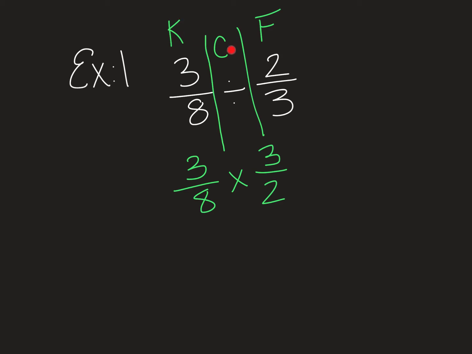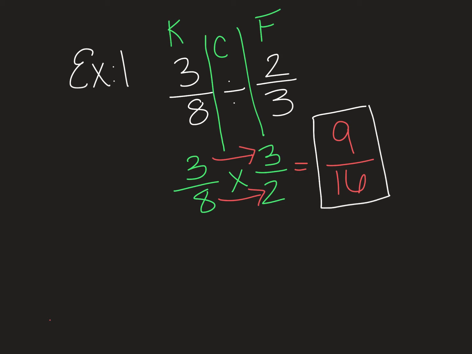Okay, either way works, keep, change, flip, or if you're like me and you like the song, dividing fractions, don't ask why, flip the second and multiply. So now all we have to do is multiply our fractions, which we already know how to do. We go top times top, so 3 times 3 is 9, and bottom times bottom, 8 times 2 is 16. Okay, we would need to check to see if this needs to be simplified. In this case, it does not. So 9/16 is our final answer.